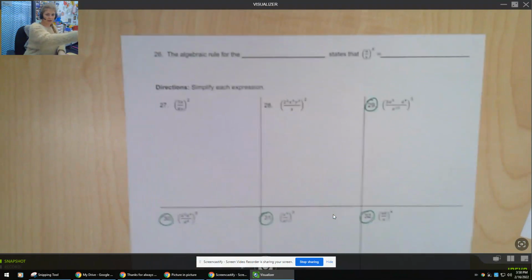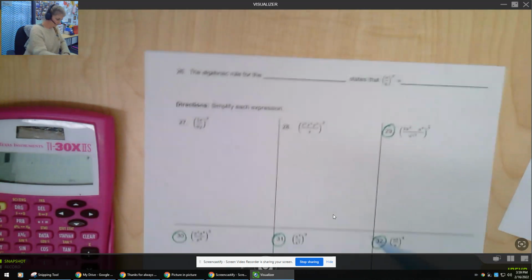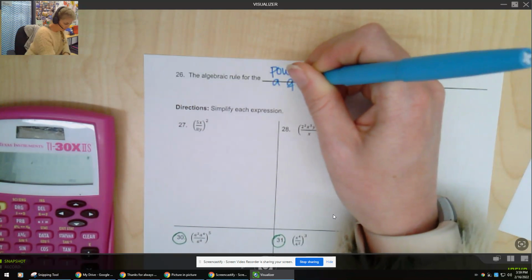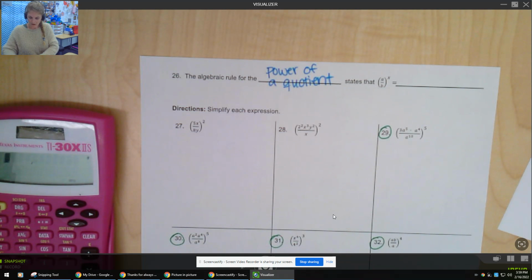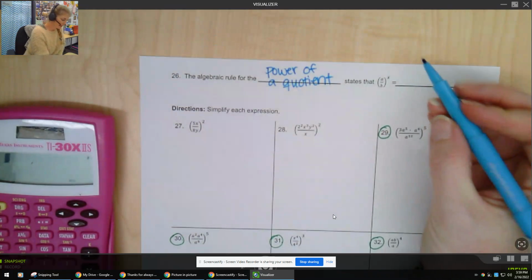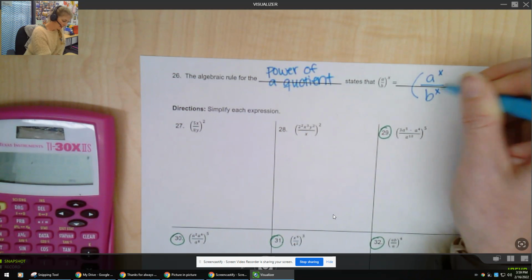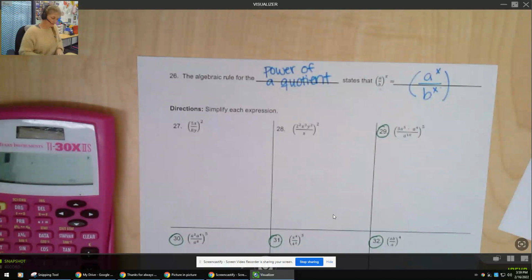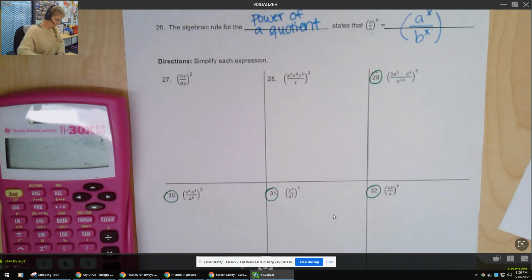So the last rule that we are learning today is the algebraic rule for power of a quotient. The algebraic rule for power of a quotient states that any factor on the inside gets that exponent on the outside applied. So (a over b) to the x power is a to the x power over b to the x power. Perfect. We're going to do a few of these together, and then you'll finish the page on your own.